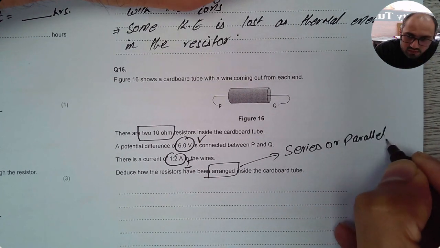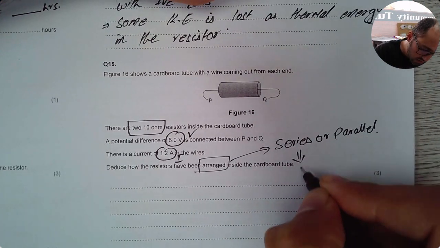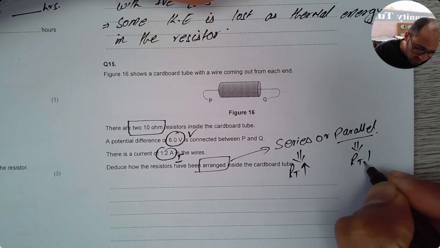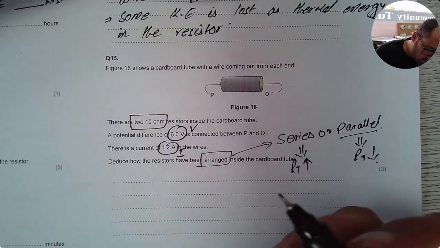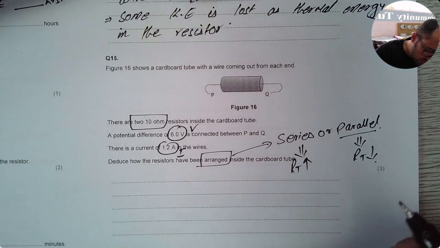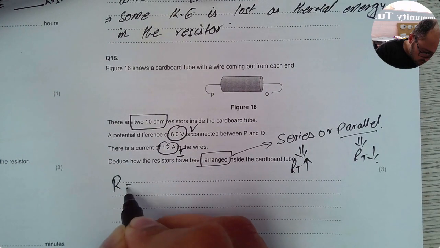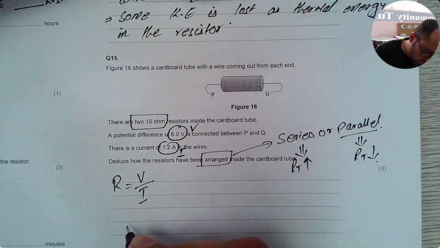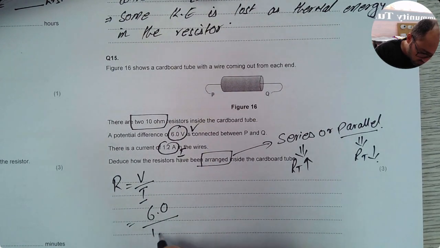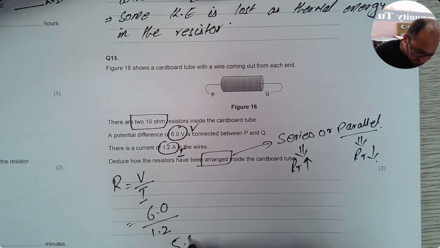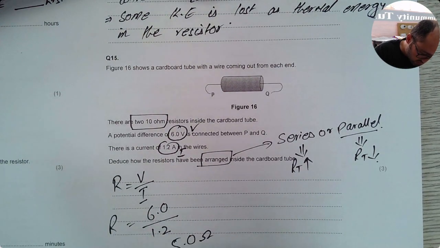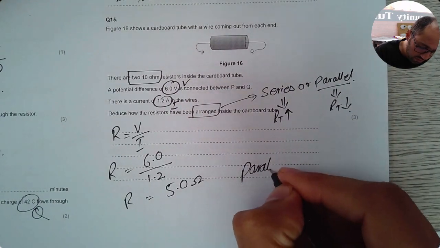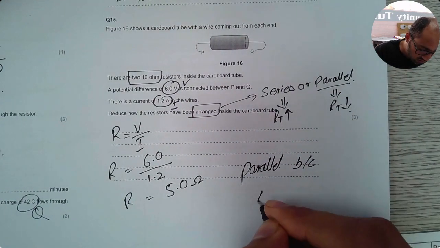Arranged means talking about are they in series or parallel. So we've discussed earlier, if they are in series, then the R total will increase. If they are in parallel, then my R total will decrease. Let's see. So you will work out the value of resistance using these two values. R equals V over I. What's the value of V? 6.0 over 1.2, and this gives us a value of 5.0 ohms. So I can see my resistance has gone down, so I can then say it is parallel because R total is lower.